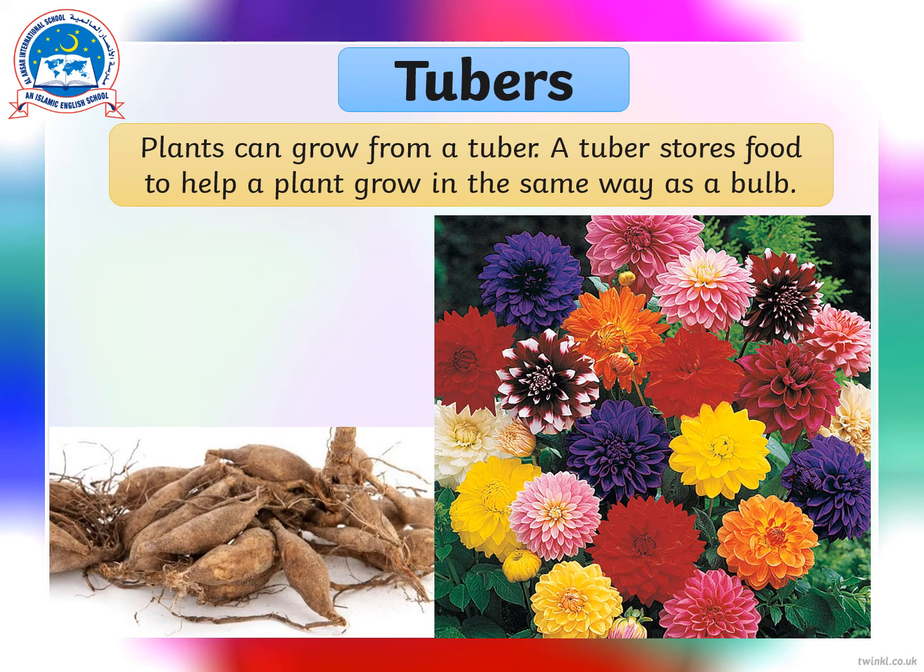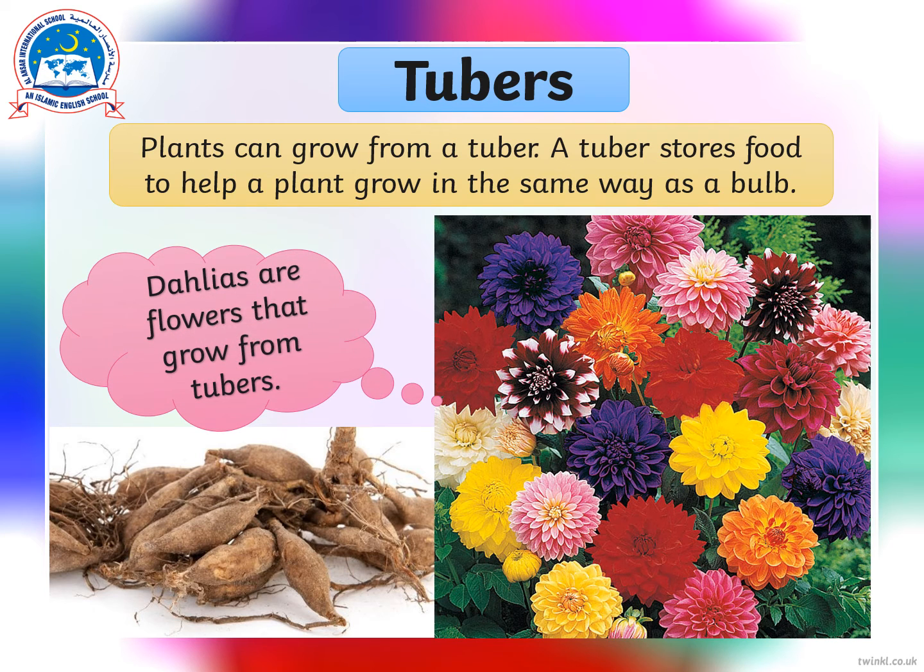Here are some plants that grow from tubers. Tubers are special kinds of roots. They grow down in the ground. They are connected together. They look like potatoes, but usually they are not potatoes. This flower is called dahlias. Dahlias are flowers that grow from tubers. So tubers are usually down inside the soil. You do not see them. All you can see is the plant and its flowers outside.